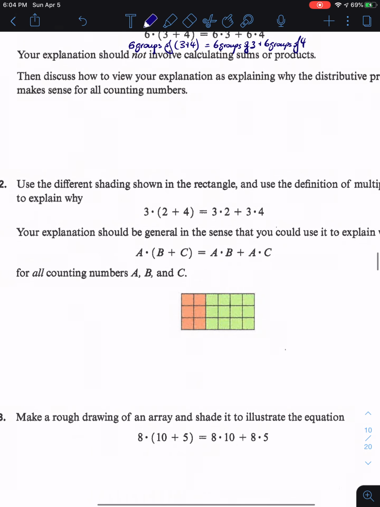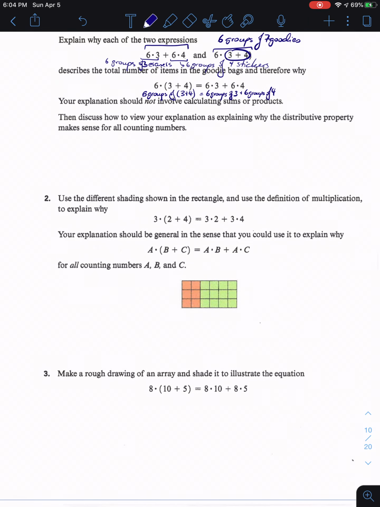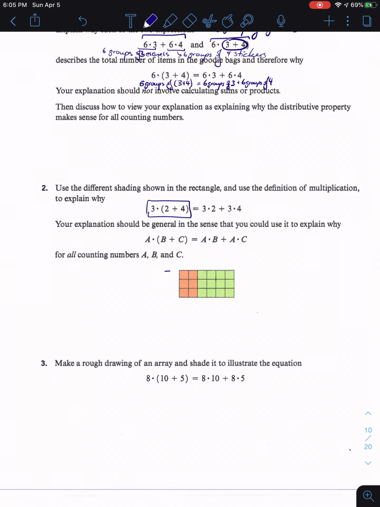Okay. So we can also view that visually using the area model. So for example, if we have 3 groups of 2 and 4, 3 rows of 2 plus 4, do you see that this is 3 rows and this is 2 plus 4? So that calculation is going to get the total area all together at the same time. Whereas if we look at 3 times 2 plus 3 times 4, well, this part is the red and this part is the green. So what's happening with the distributive property is we're calculating the 2 parts of the area separately and then adding them together.